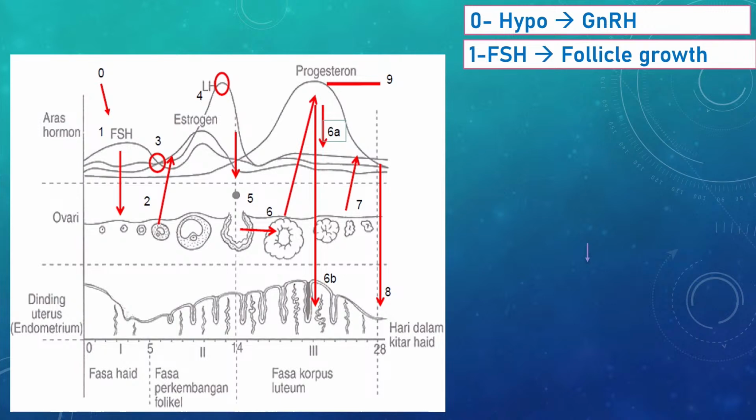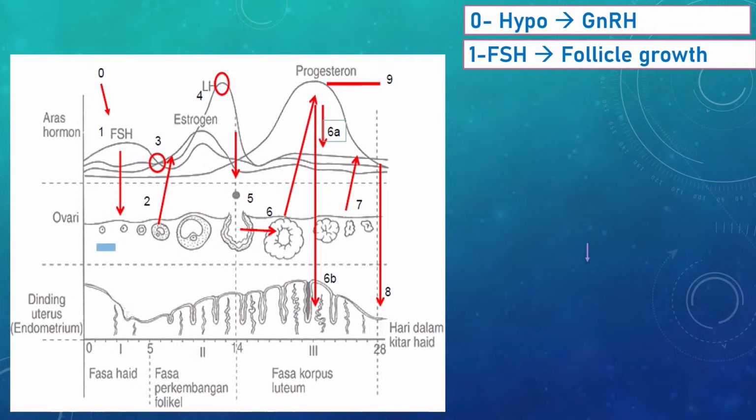So what happened when FSH is released? It will stimulate follicle growth. FSH stimulates follicle growth. You can see the follicles are growing.